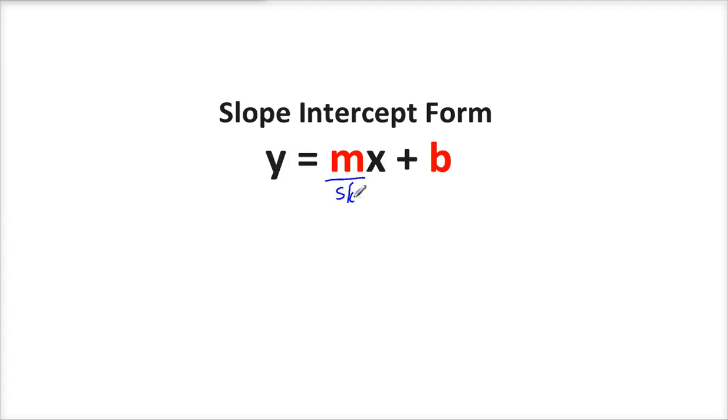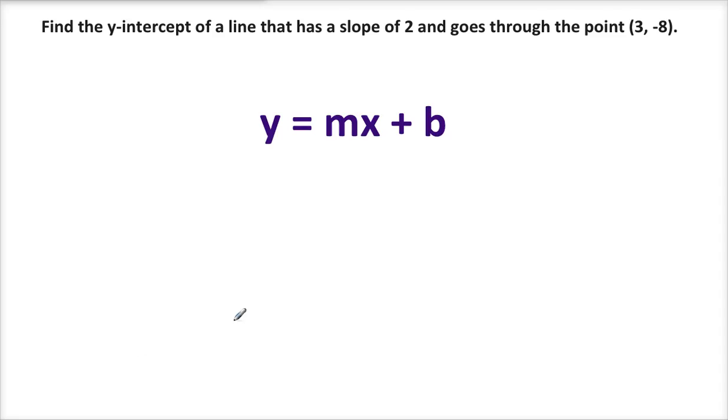m is the slope of the line, b is the y-intercept of the line, and x and y represent a point on the line. So x would be the x variable or the x coordinate of a point, and y would be the y coordinate of the same point. So we have four variables that we're working with here. Let's see how we can use it to find the y-intercept.